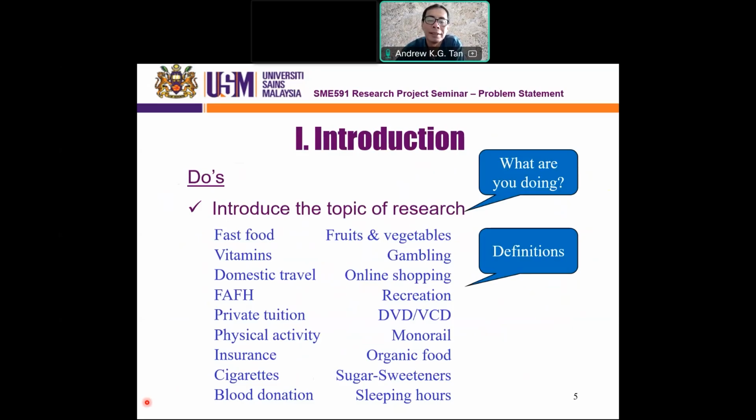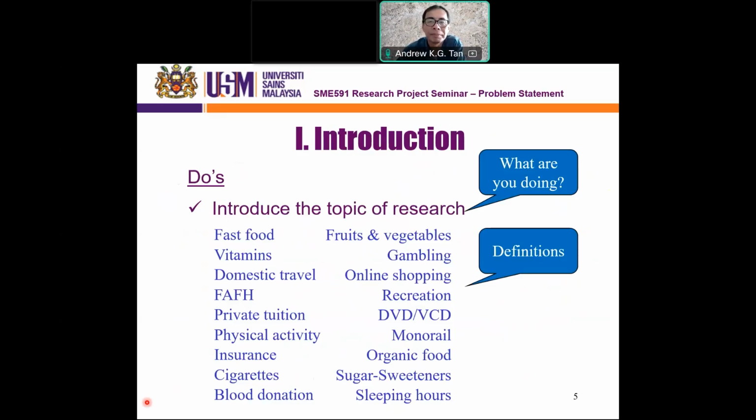Eating out, right? If eating out is food away from home, what about those people who go to restaurants to eat? Is it food away from home? Fast food. What is fast food? Is fast food considered McDonald's, Kentucky? Or how about the person who bought from the hawker stall or the burger stall down the road? Is that considered fast food or not? You have to define.